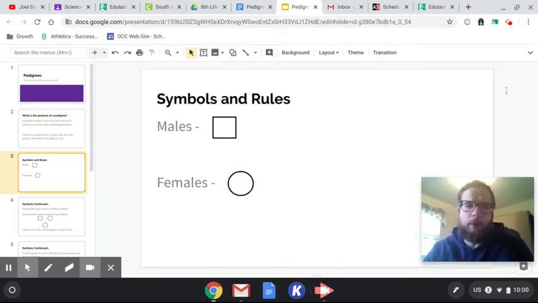Speaking of rules, the two main ones that you have to remember, and there's really no easy way to remember this, is that on a pedigree, males are always going to be squares and females are always going to be circles. In your notes, I believe you have a symbols and rules section. Males are going to be squares, females are going to be circles, and that never changes. No matter what pedigree you're looking at, that rule will always be the same.